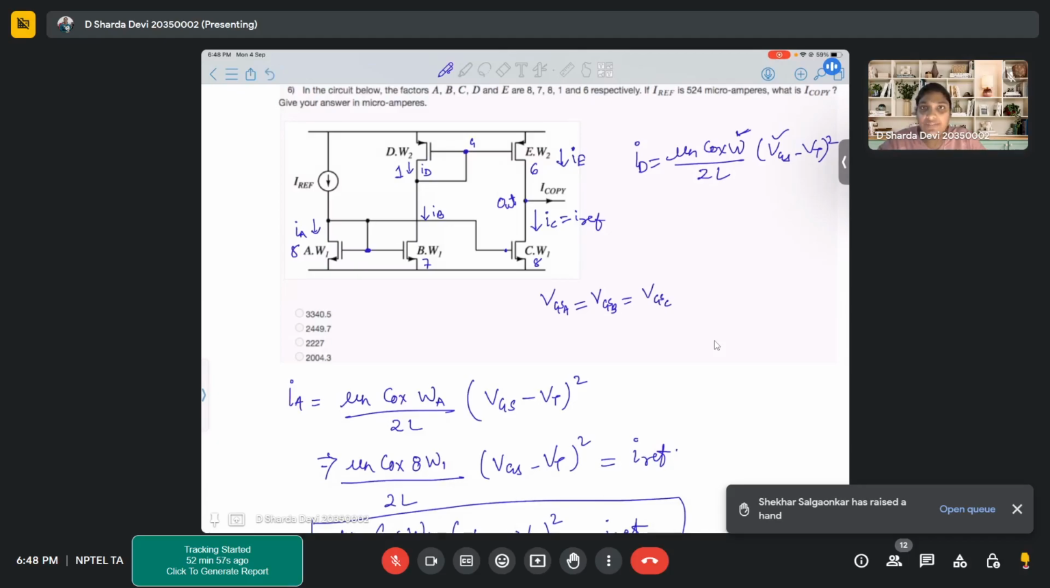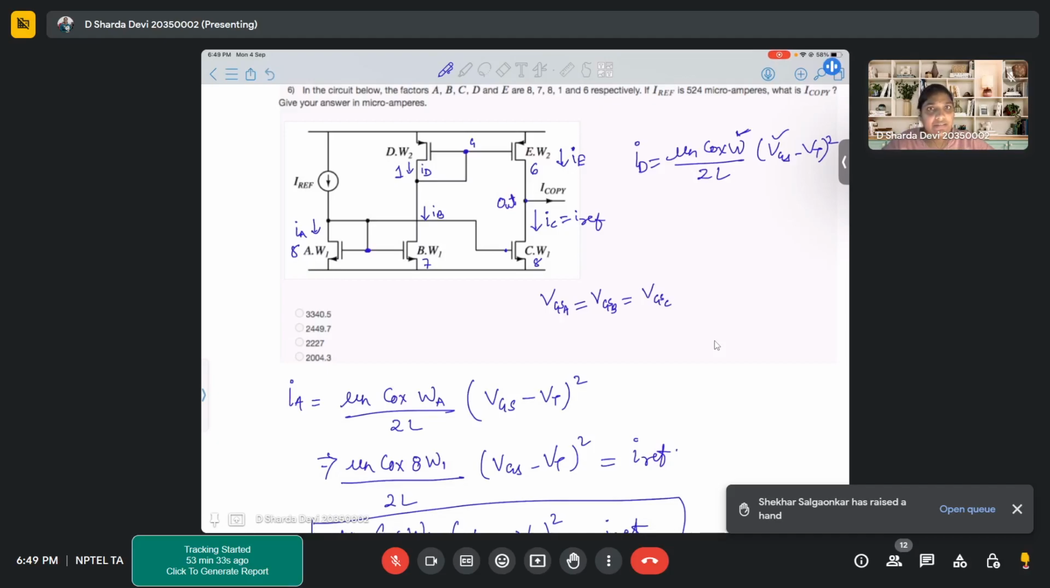And to get the idea of IE current, we need to have the idea of ID current, and we'll get that idea from IB current. So that's why first IB was computed. From there, we found out ID, and from there, we related IE. So that's how we move forward. And for IC, since these both transistors, A and C, were matched, we simply equated them. Is this clear? Any doubts? Yeah, understood.